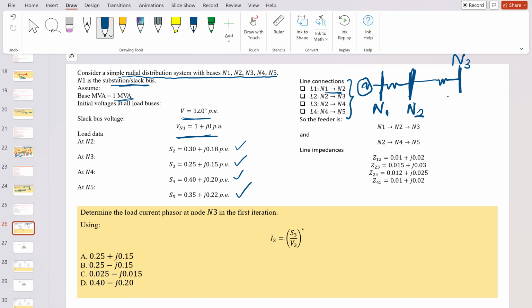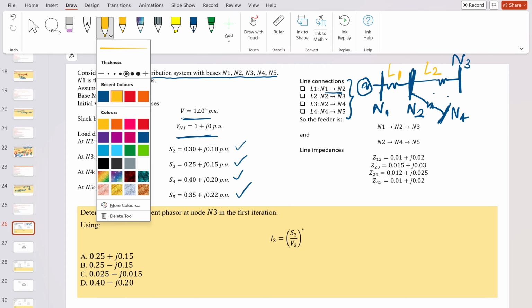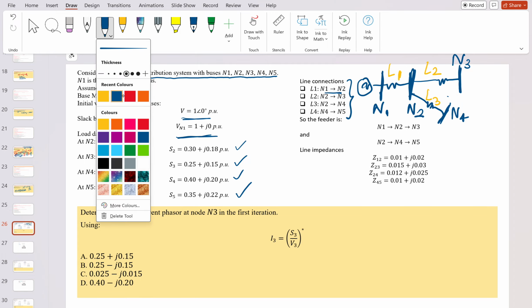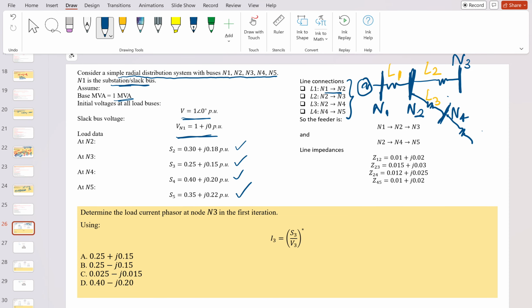Suppose this is L1, so this is the L1 line. N2 to N3 there is an L2 line, and there is one more line connected between N2 and N4. Okay, so this is N4, and this is L3 basically. And there is one line in between N4 and N5, so N4 and N5 will be something like this. N5. Okay, so this is called line L4. This is the overall structure of the lines.